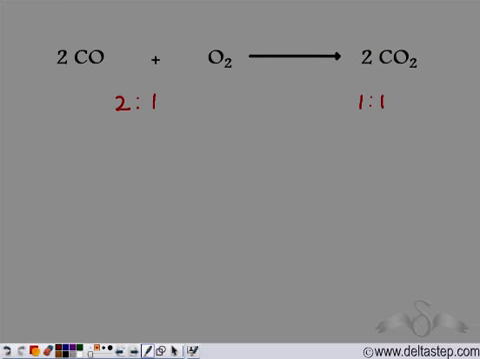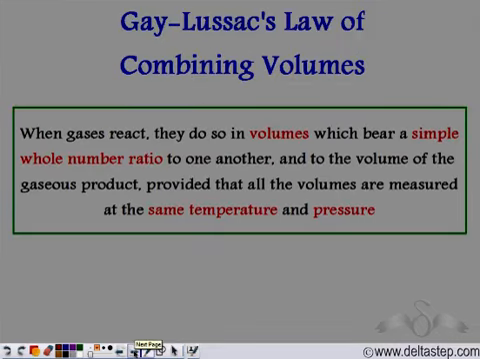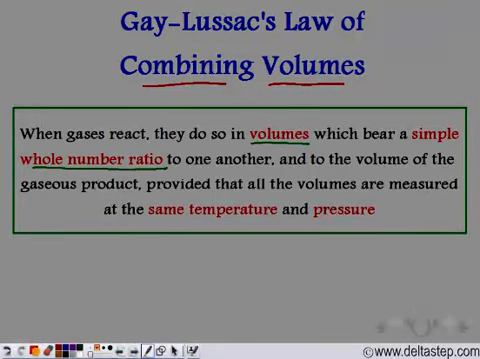So based on all these observations, Gay-Lussac gave his law, which is known as Gay-Lussac's law of combining volumes. Since he had observed that gases react in volumes, he gave his law of combining volumes, which states that whenever gases react, they do so in volumes. And this bears a simple whole number ratio, as we've seen before. So whenever they react in volumes, they bear a simple whole number ratio to each other and to the volume of the product which is formed.